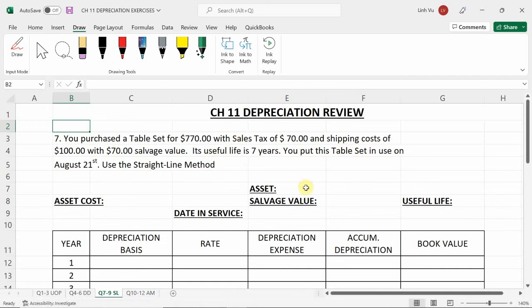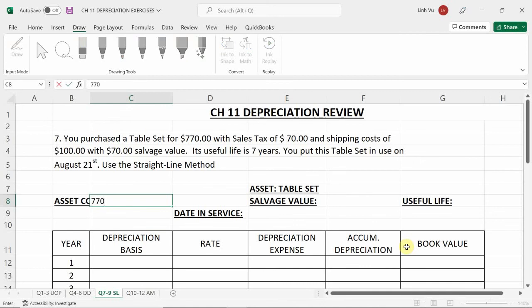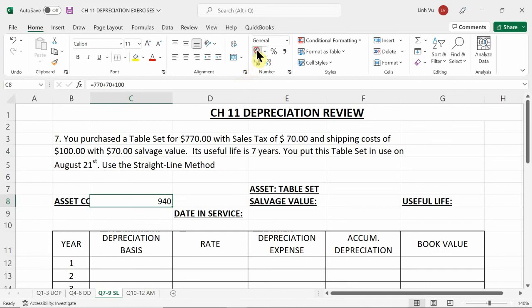Okay, so what do we buy? A table set. How much did my table set cost me? $940. So we got the asset cost of $770. We got to add the sales tax of $70 plus $100 of shipping. You got $940. Good. What is my salvage value? $70.